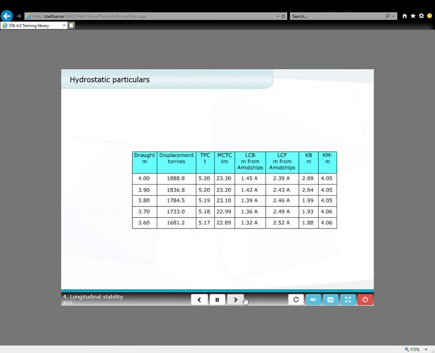The particulars about a vessel are set out in a table for the vessel floating on an even keel in salt water. This is known as the hydrostatic particulars for that ship. The one illustrated is obviously only for a small vessel.